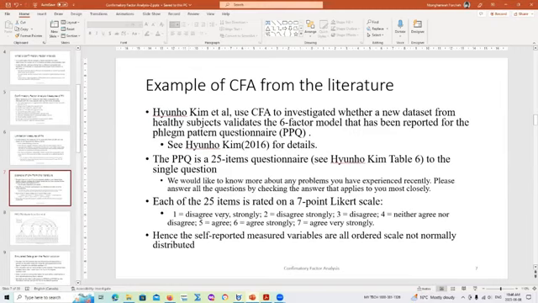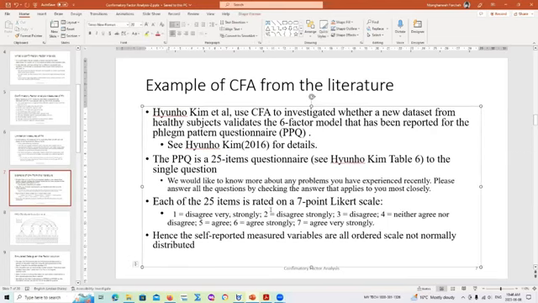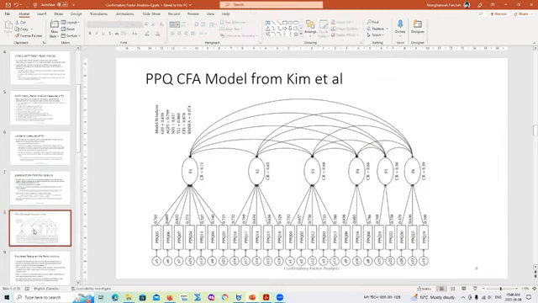So 1 is disagree very strongly. 2 is disagree strongly. 3 is just disagree. Very interesting, this comment. I've always asked my colleagues in the social sciences, what do you mean by neither agree nor disagree? But 4 is neither, they say standing on the fence. 5 is agree, 6 is strongly agree, and 7. So this is the scale that they have used in order to come up with these factors.